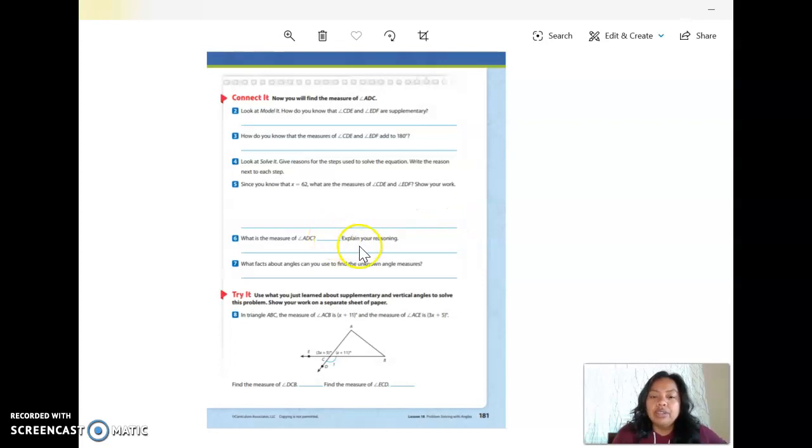And so go ahead and see if you can come up with what the angle of ADC is, based on what you see, what we learned from there. And I'm not giving you all the answers so that you can actually work it out on your own. Okay. Number 7, it says, what facts about angles can you use to find the unknown angle measure?